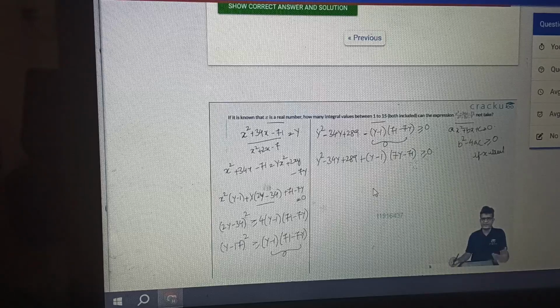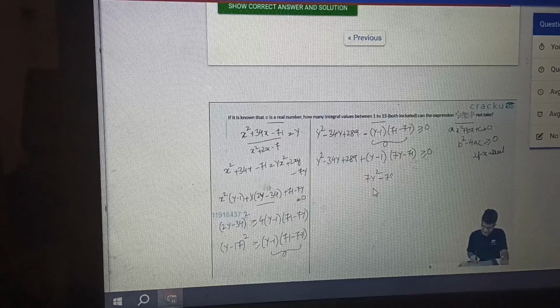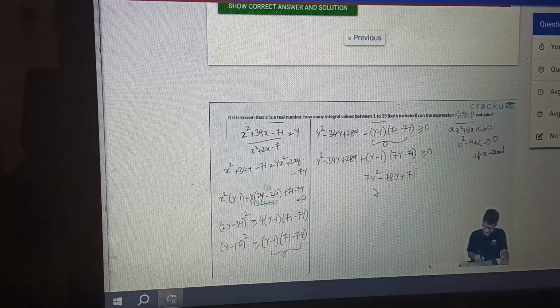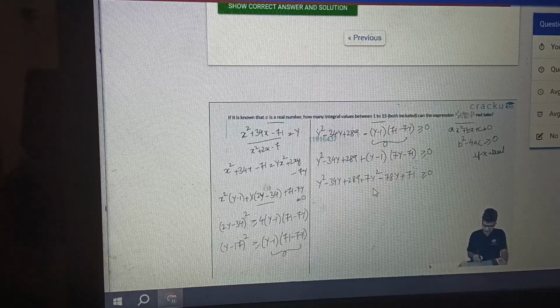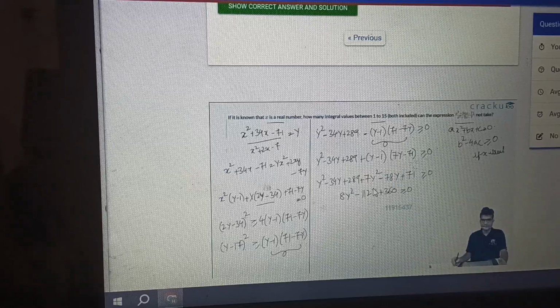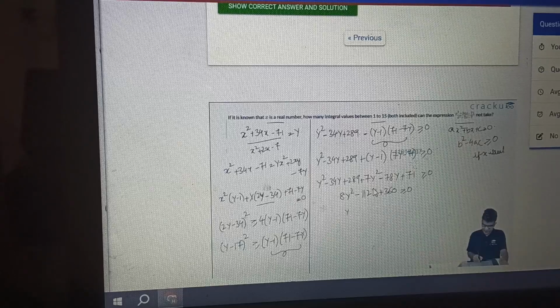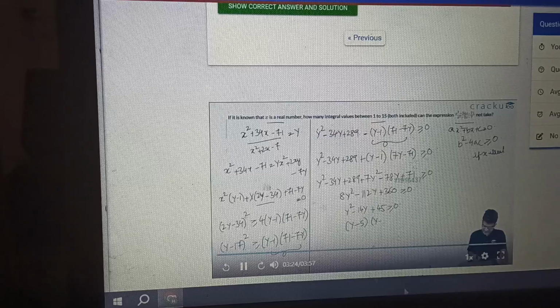We have just written this so that it becomes easy for us to calculate and we won't commit any silly mistakes. This will be equal to 7y square minus 7y minus 71y, so this is minus 78y plus 71, and this is y square minus 34y plus 289, plus this has to be greater than or equal to 0. We can simplify this to equal 8y square minus 112y plus 360 is greater than or equal to 0. We can divide the entire equation by 8, so this becomes y square minus 14y plus 45 is greater than or equal to 0, or (y minus 5) into (y minus 9) has to be greater than or equal to 0.